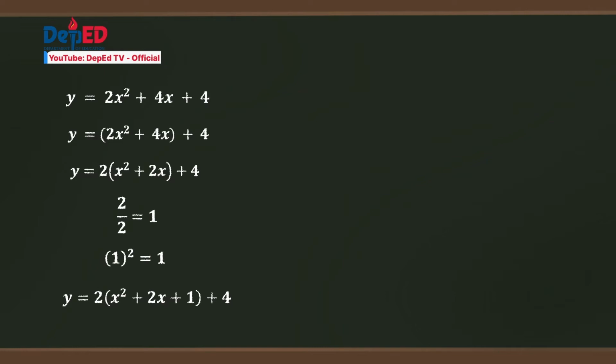completing the square. And so, we must subtract from the constant term, positive 4, the product of 1, which we added to the binomial enclosed in the parenthesis, and 2, the leading coefficient, written beside the open parenthesis. 1 times 2 is equal to 2. Hence, y is equal to 2 times the trinomial x squared plus 2x plus 1 plus 4 minus 2.